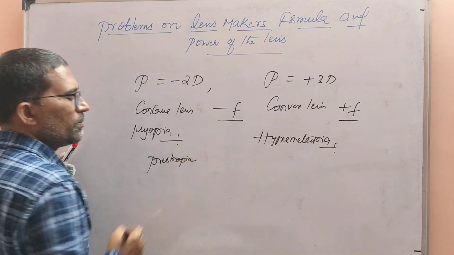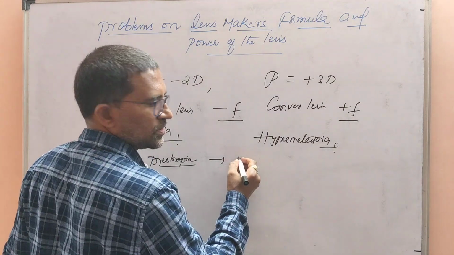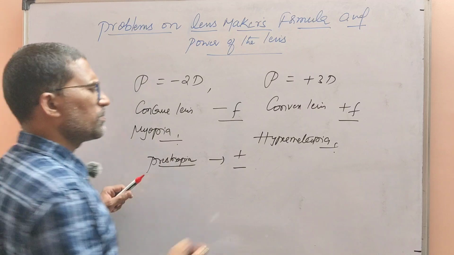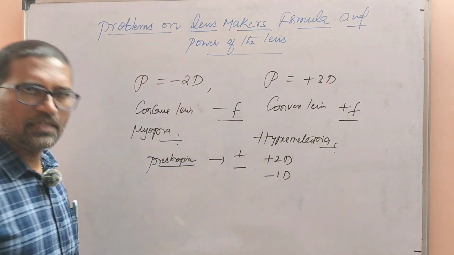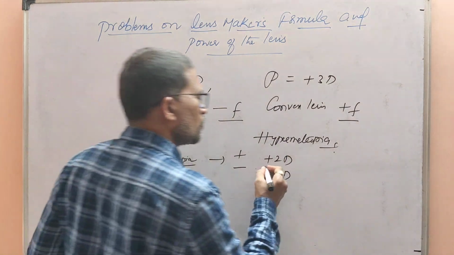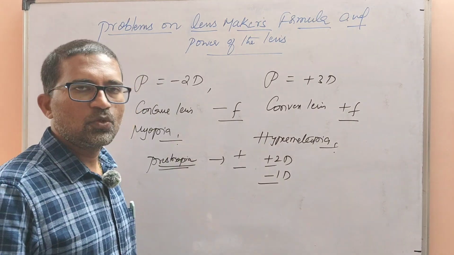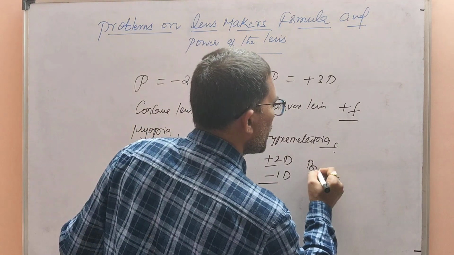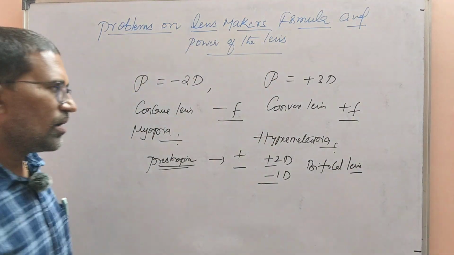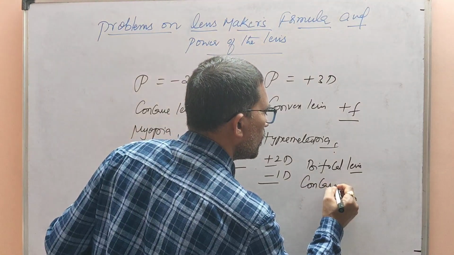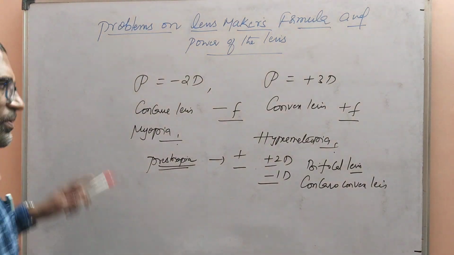In presbyopia, they may have both powers, plus and minus. For example, one is plus 2D, another one is minus 1D. I am saying this for example. The person is supposed to use both the lenses. In presbyopia, the type of lens used by the person suffering with the disease is generally a bifocal lens, or concavo-convex lens. Sir, how is it?